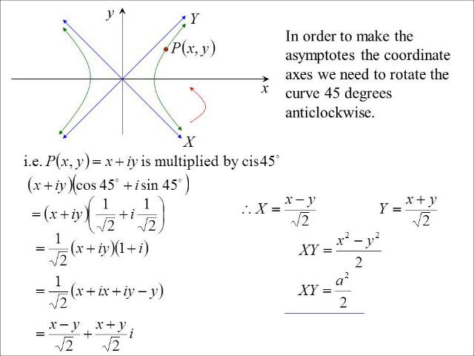But where are all the foci and all these sort of points going to turn into? Well, the focus originally was plus or minus ae, 0. When we rotate it, ae is root 2.